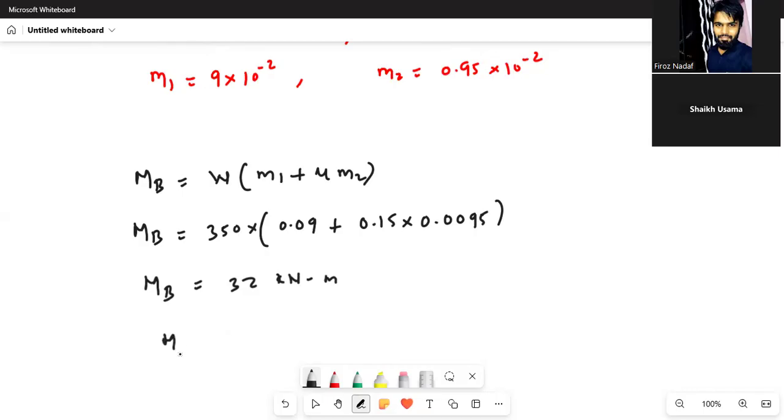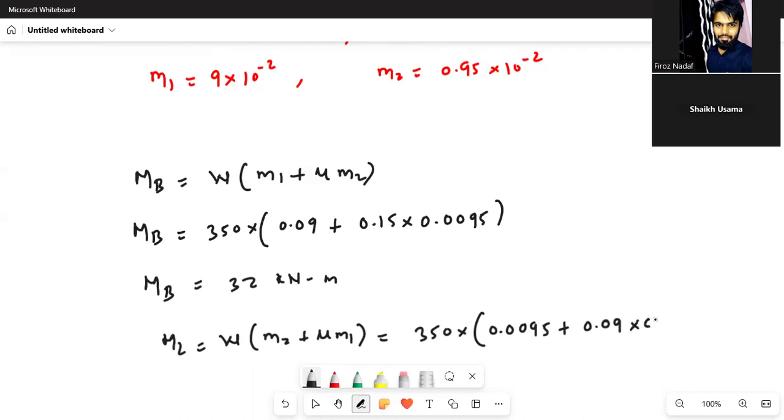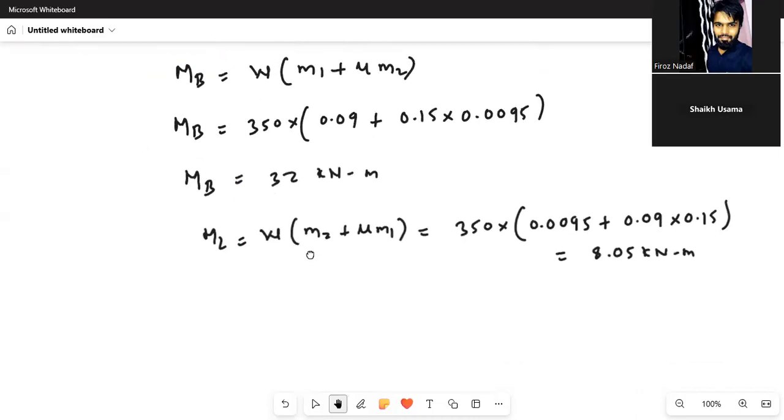Similarly, ML, bending moment along the longer span. ML equal to W bracket M2 plus mu M1. W is 350 kilonewton, M2 is 0.0095 plus M1 is 0.09 into mu. Okay, so ML you are getting as 8.05 kilonewton meter. Okay, so you got the values of MB and ML.